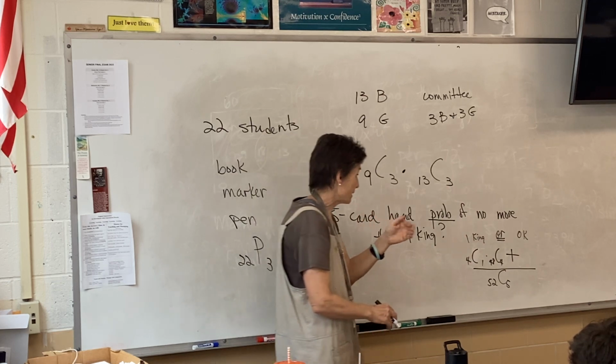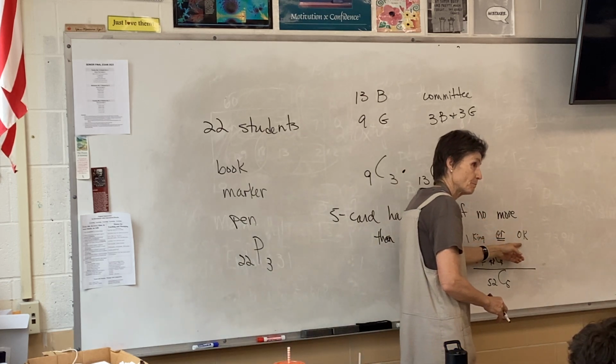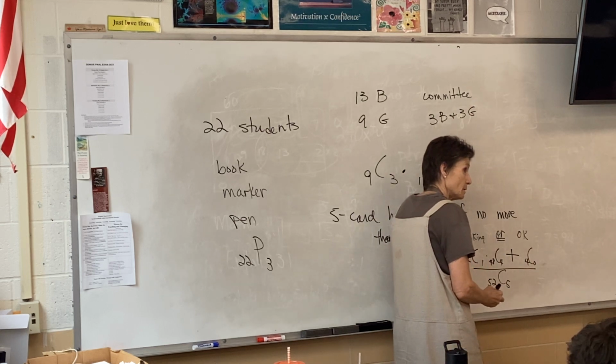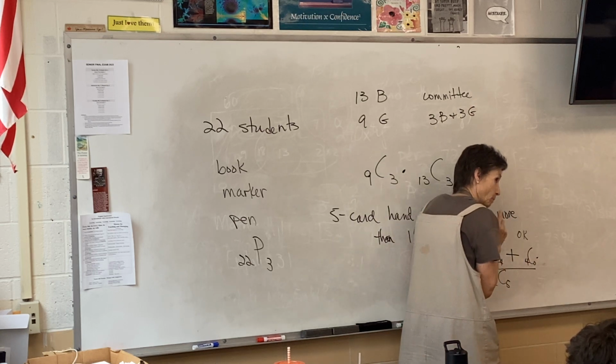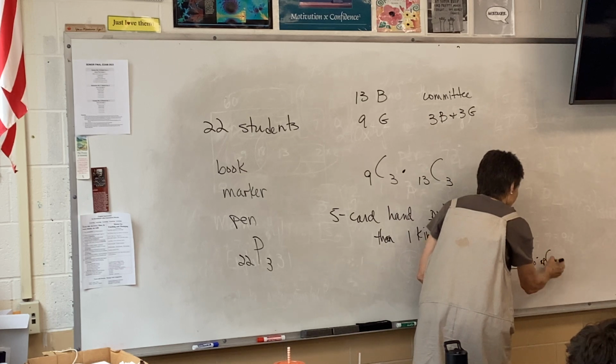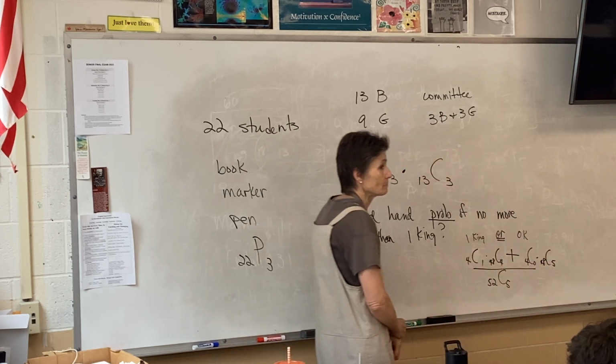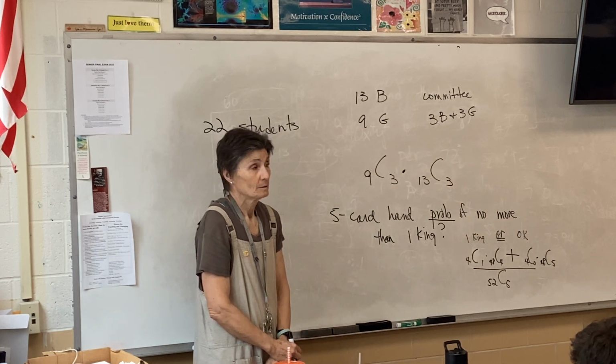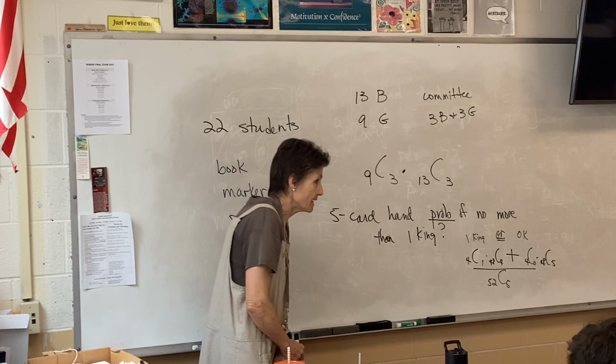What am I adding? No kings. Well, no kings would be 4C0 and multiply 48C5. Because no kings would be 5 non-kings.